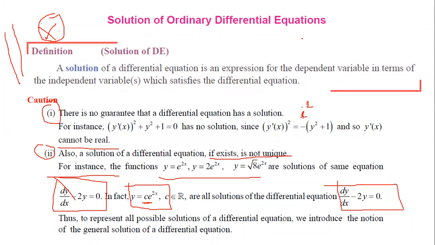Transient state means the process keeps on changing. The process keeps on changing with respect to time t. That is called a transient state.